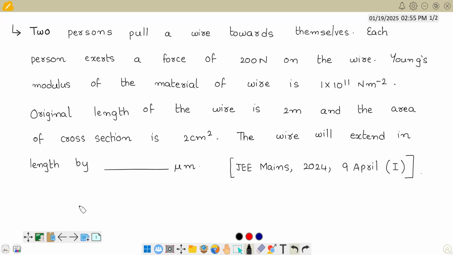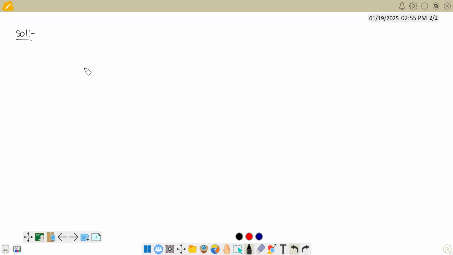See, the key concept is two persons are pulling the wire with equal force. So we have a wire and two persons are pulling it with some equal force. So there is one person here. Let us assume there is one more person. So both are pulling it with equal force. This person is pulling it with 200 Newton force and this person is pulling it with 200 Newton force.